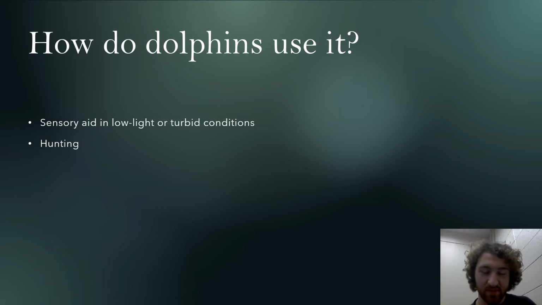But in the event that there was a lot of silt in the water due to whatever current, they could use it, and that would help them determine information that they couldn't see otherwise. Or if it's a low light condition, if they're operating at a deeper depth where light doesn't penetrate quite as much, echolocation can help. And also hunting.